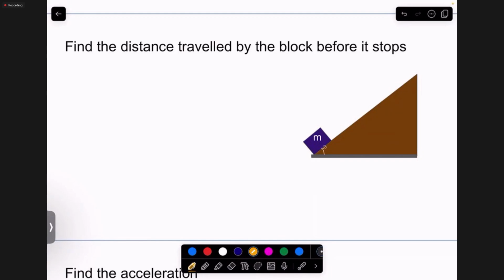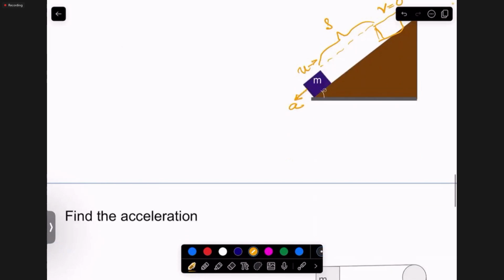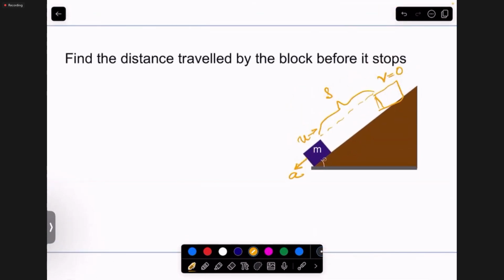So this is the initial speed u. The block will travel a distance and reach somewhere here, and the distance traveled by this block is taken as s. After reaching here, it will become v equal to 0. Now acceleration a is acting in this direction. This is not acceleration but retardation, but I have mentioned the direction.